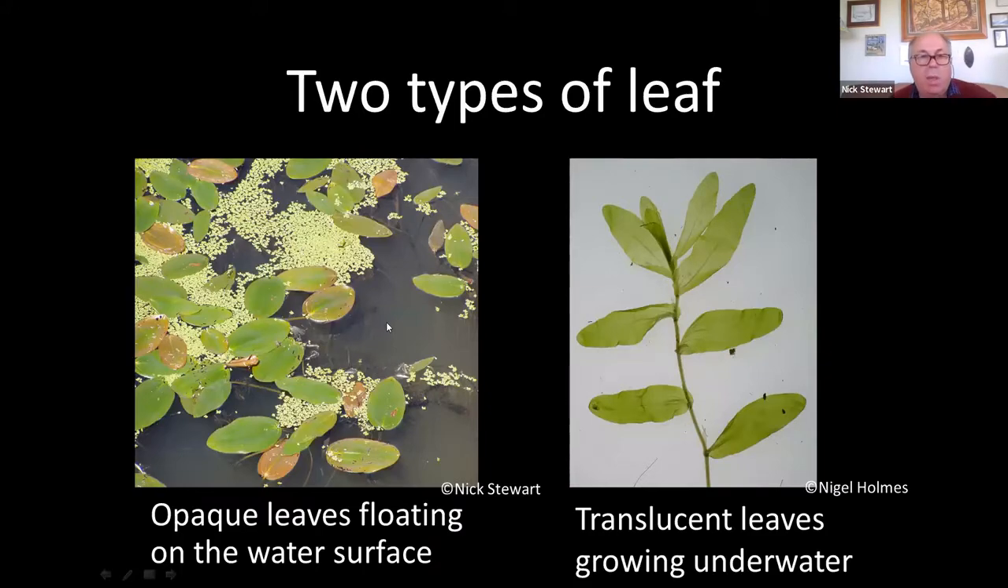And in the broad-leaved pondweeds, there are two types of leaf. There are the ones that float on the water surface, that are completely opaque and have a strong cuticle, and underwater leaves, which are translucent, almost like looking through stained glass when you're looking through them. So they're quite distinct, different types of leaf.